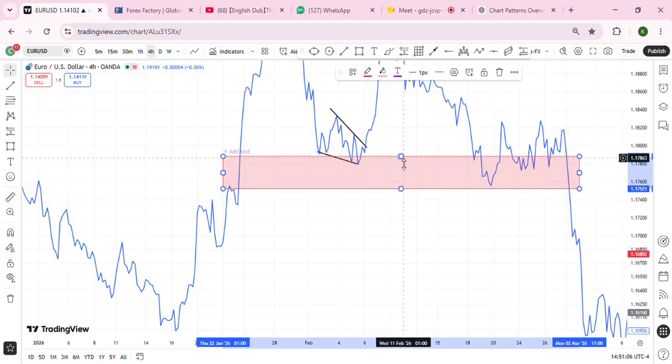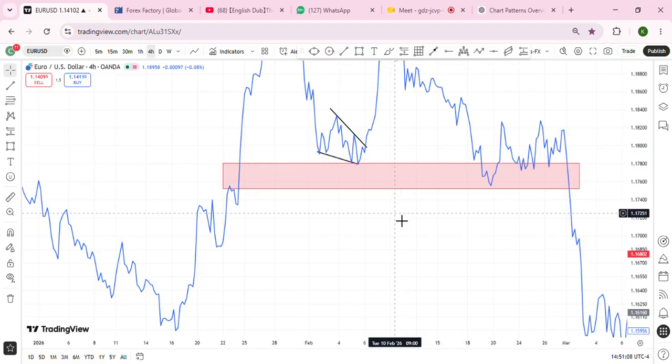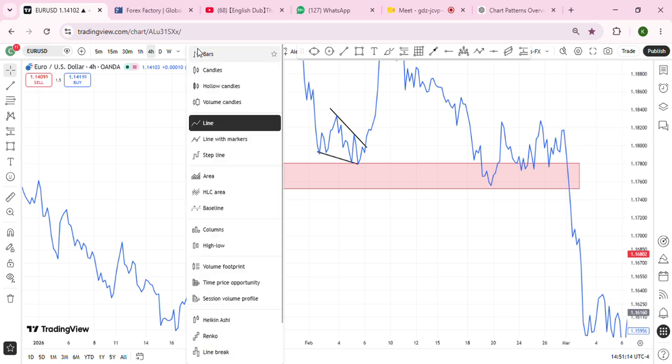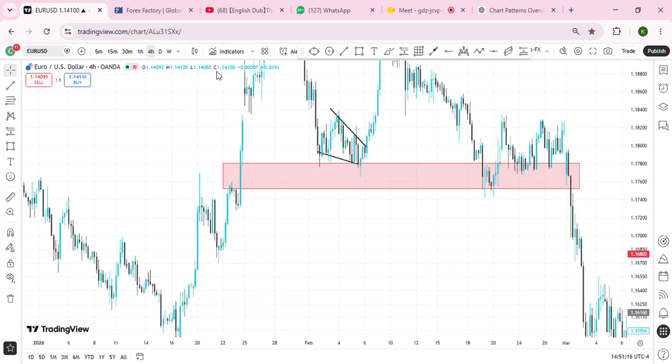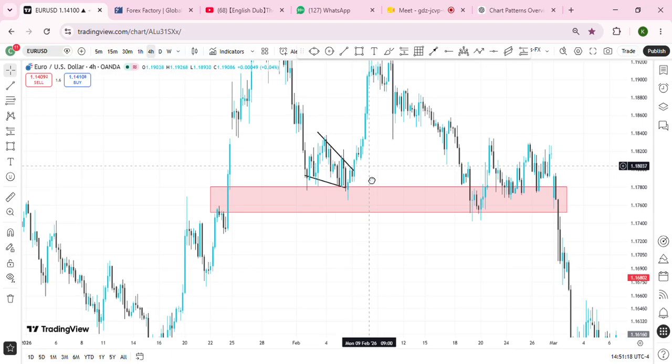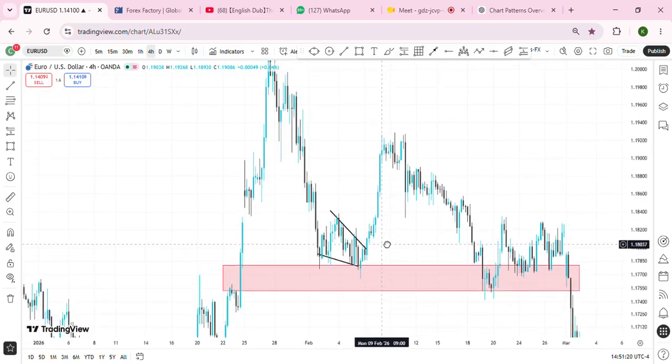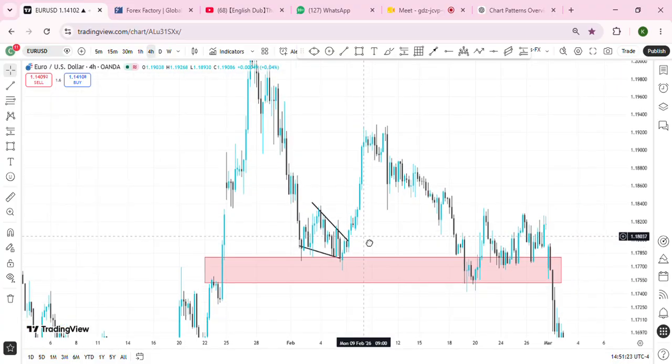So guys, I hope you can see whatever I'm telling you, it's something that is making sense, it's something that is practical. And you can see when your chart is in a line graph, it's easy for you to spot them compared to when the chart is in candlesticks, because right now, the chart is in candlesticks. You can see how the candles look.